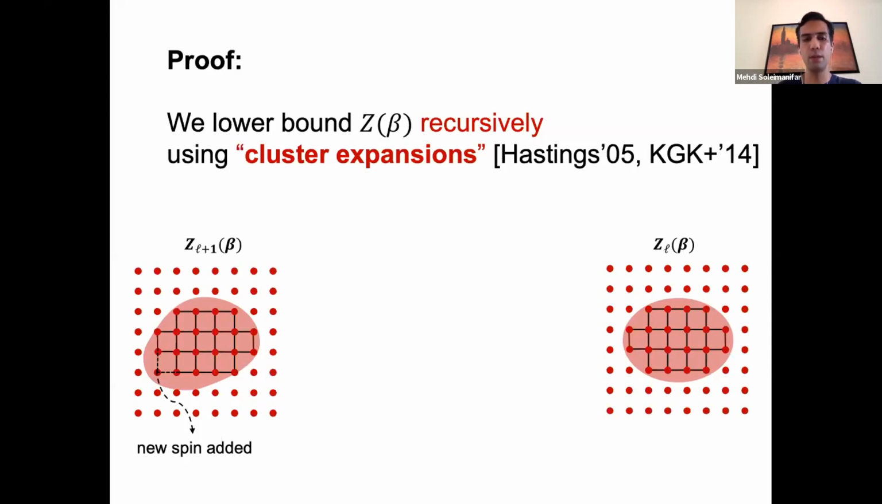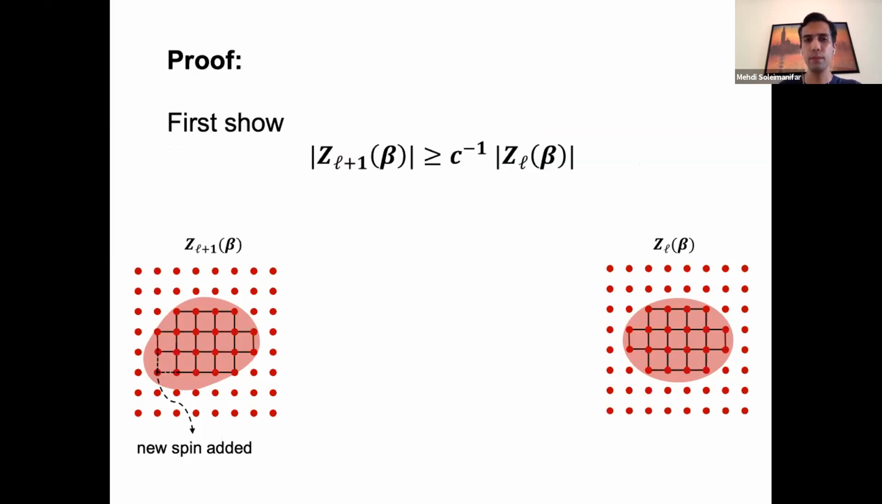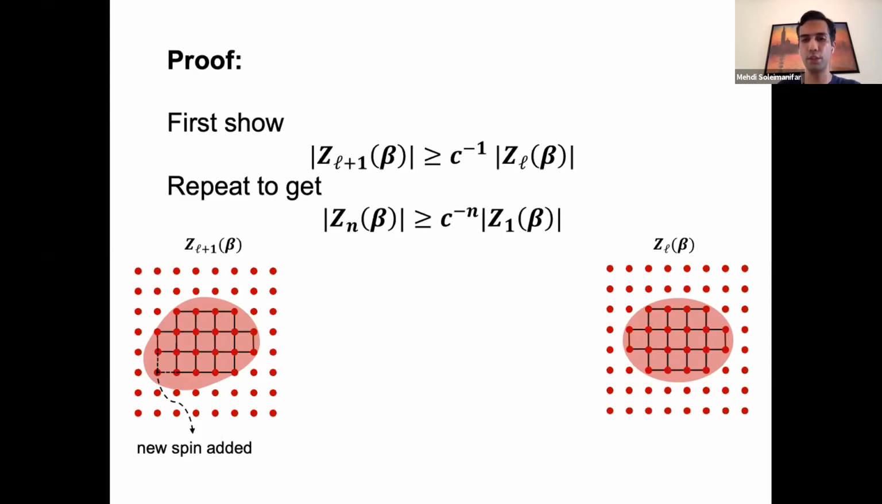And our proof idea is the following. We compare the partition function before and after adding one spin to a subset of the spins. So I forget about all the interactions. I consider a subset of L spins, and then I forget about all interactions between other spins. And we show that the partition function after adding this new spin is lower bounded by a constant times the partition function before adding this. And once you iterate over this, then you just get an exponentially small lower bound on the overall partition function.